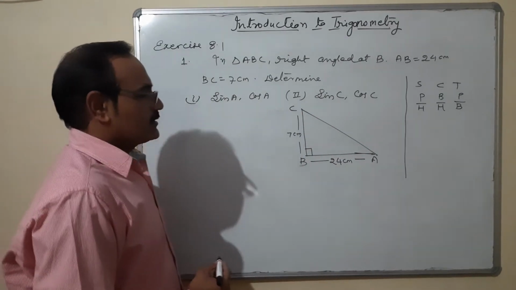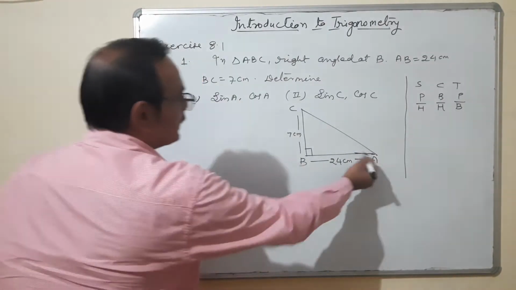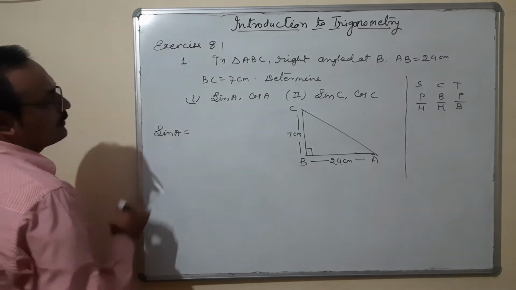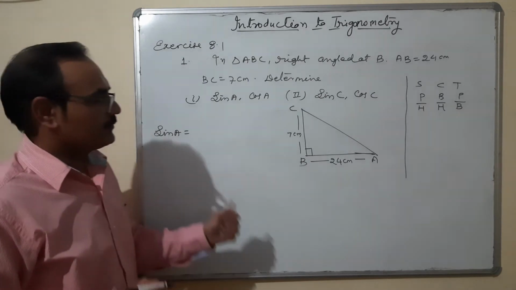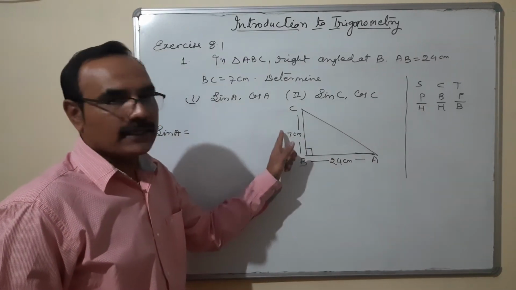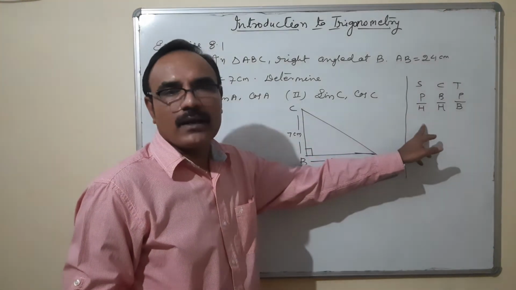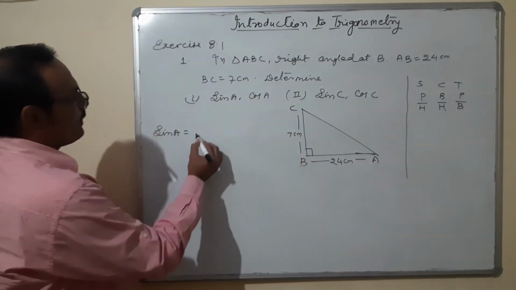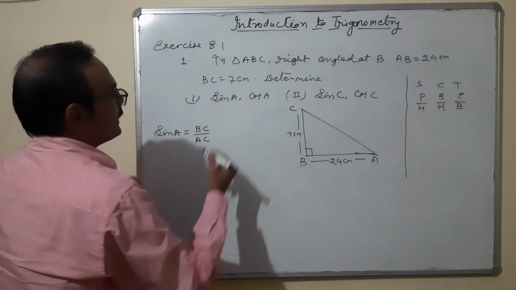Suppose I would like to find the ratio sine A, what should be written here? Opposite side of this angle A, this is perpendicular. And what is sine? Perpendicular upon hypotenuse. That means BC upon AC. Okay.